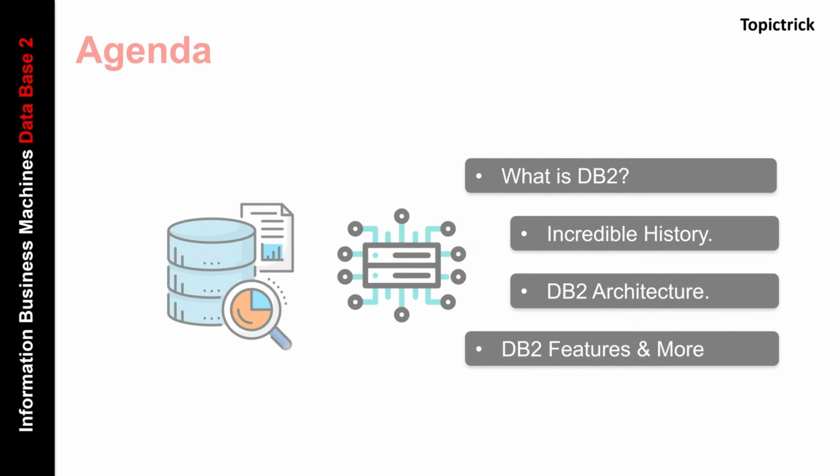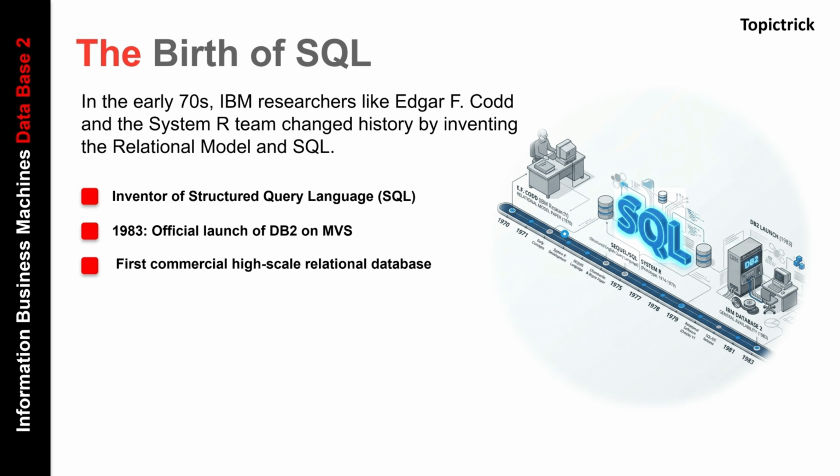To really get Db2, we've got to go back to 1970. That's when an IBM researcher named Edgar F. Codd published a paper that changed everything. It was called A Relational Model of Data for Large Shared Databanks. See, before Codd came along, data was stored in these rigid, complicated structures. If you wanted to find one piece of info, you literally had to follow a physical path on the disk. It was slow and it was painful. But Codd had a better idea. Store data in tables, relate them with keys, and make them accessible using a mathematical language.